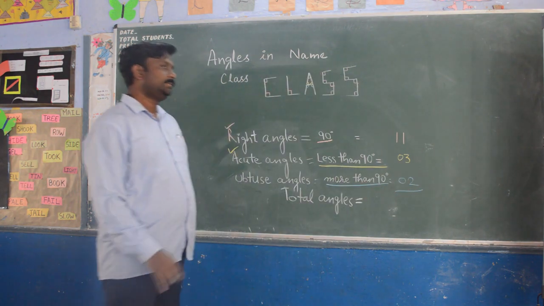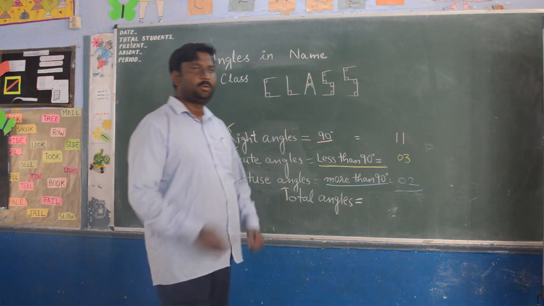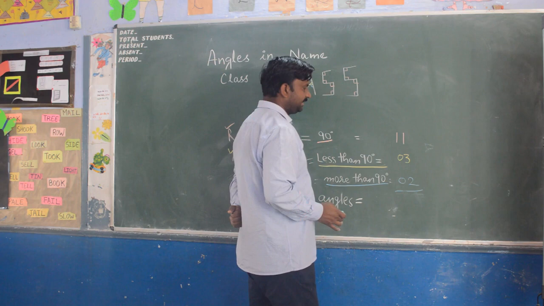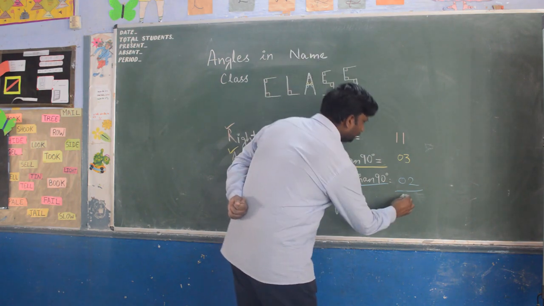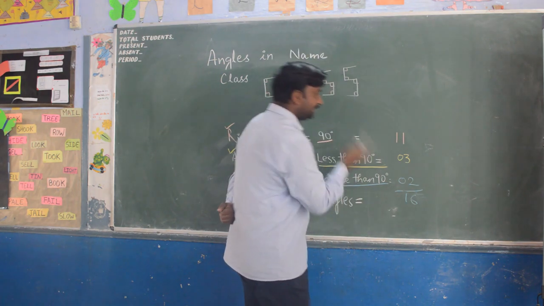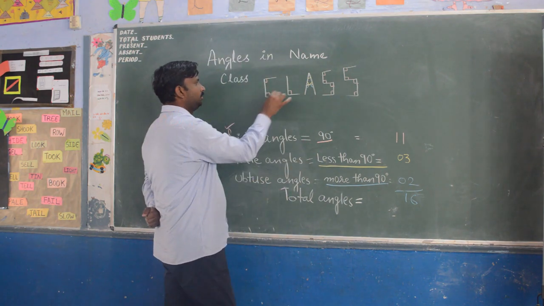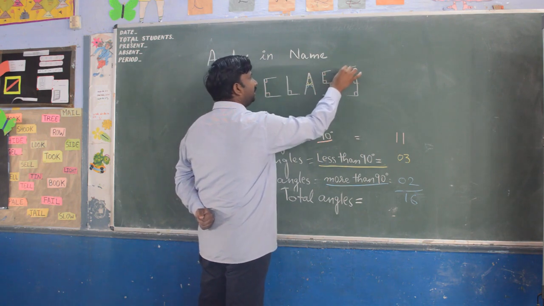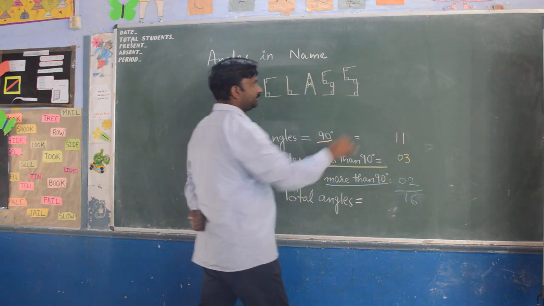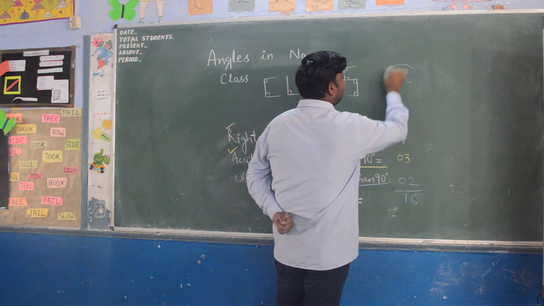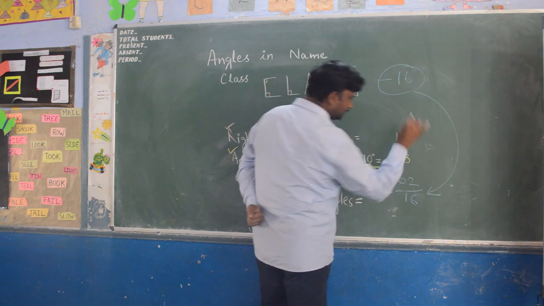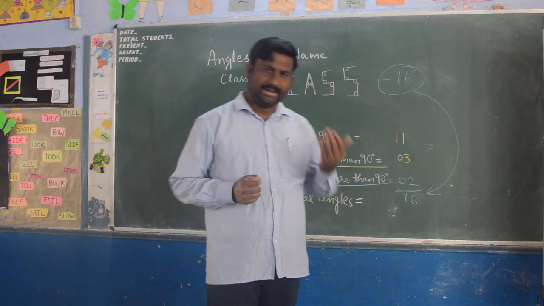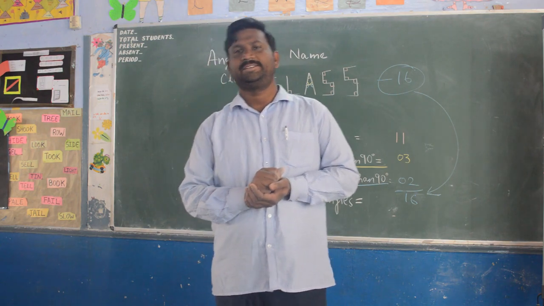So, total angles are 11 plus 3, 14 plus 2, 16. Let us count it. 1, 2, 3, 4, 5, 6, 7, 8, 9, 10, 11, 12, 13, 14, 15, 16. So total angles are 16. So in this way you can count angles in names, any English words.